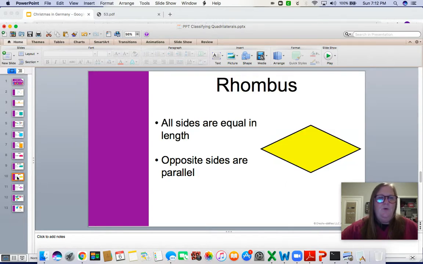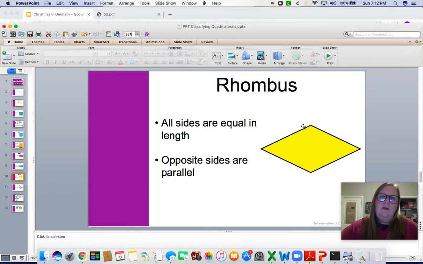And we have 2 more that I want to talk about. We have a rhombus. A rhombus, all sides are equal in length. So it's kind of like a square, but stretched out. And all sides are equal in length, which means if we measured this line, all the other lines would be the same length. And again, opposite sides are parallel.